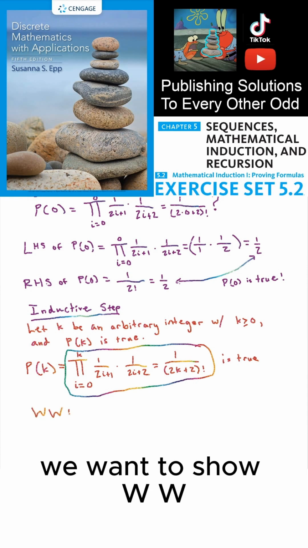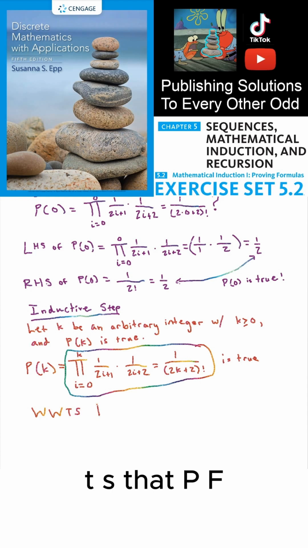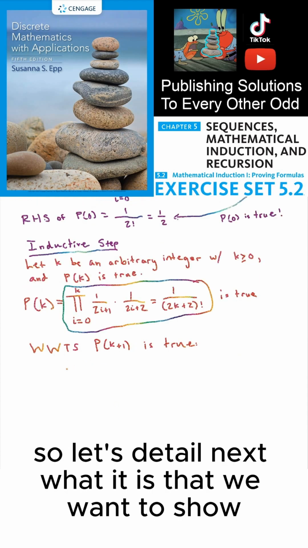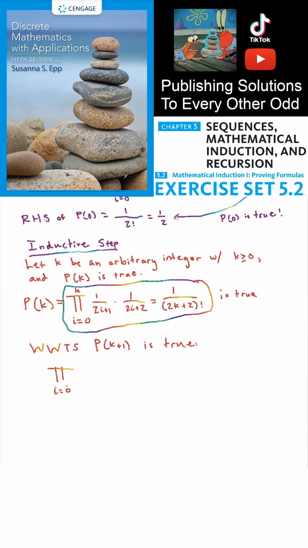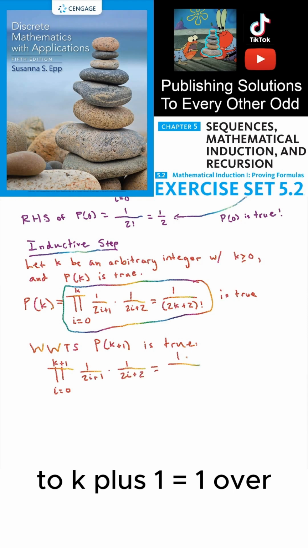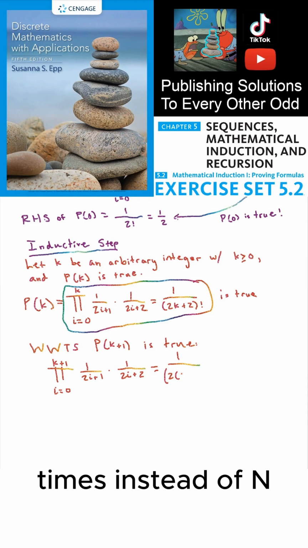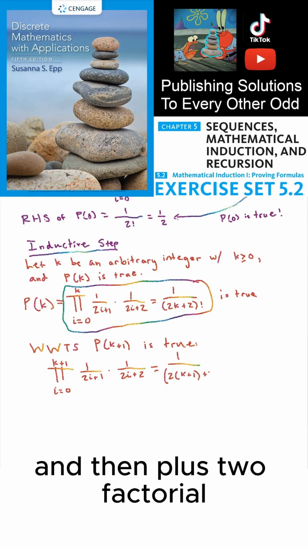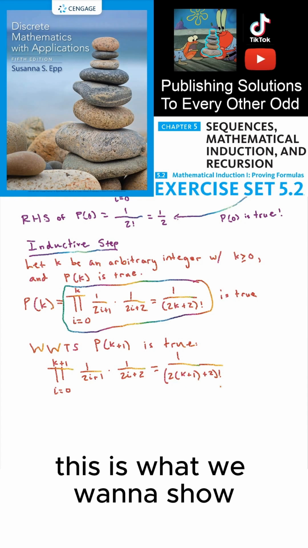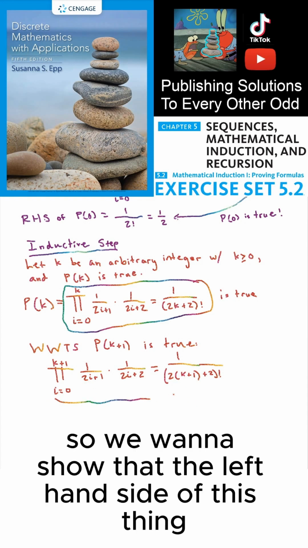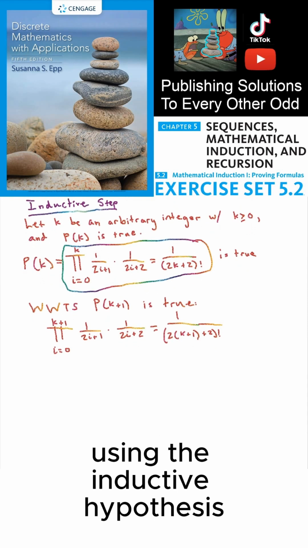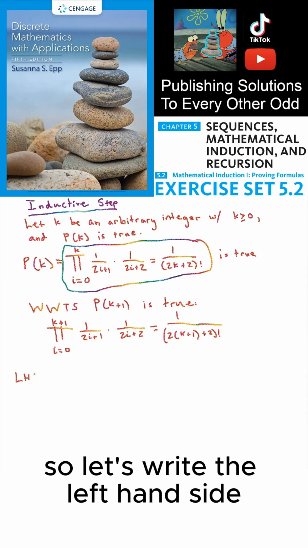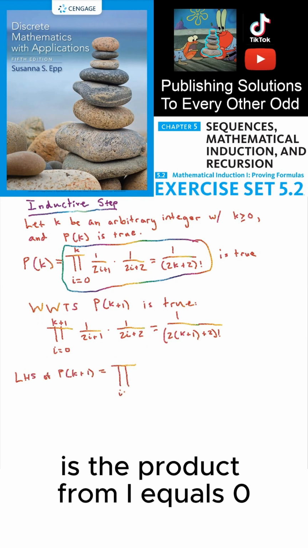The goal is to show that P of k plus 1 is true. So I'm going to write WWTS: we want to show that P of k plus 1 is true. Let's detail what it is that we want to show. Our goal is to show that the product from i equals 0 to k plus 1 equals 1 over 2 times, instead of n, k plus 1, plus 2 factorial. So we want to show that the left-hand side equals the right-hand side. To do that, we're going to start with the left-hand side of P of k plus 1 and use the inductive hypothesis, which is P of k.